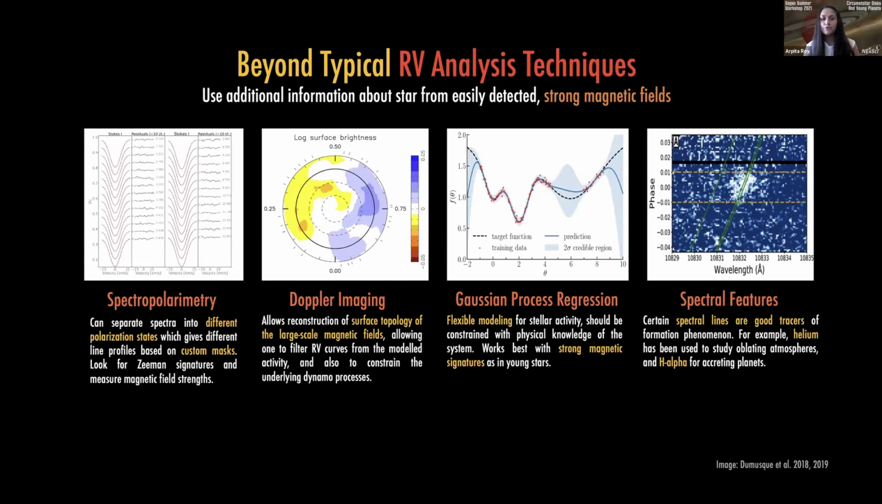Spectropolarimetry is a very powerful tool. There are software tools you can use, and then there are interesting lines you can look at to look for particular behaviors that are happening in the planet.